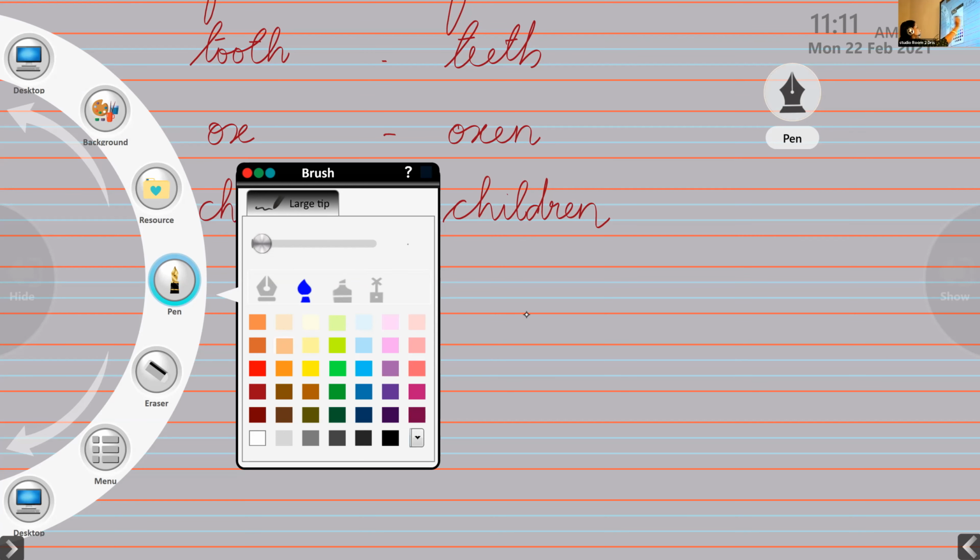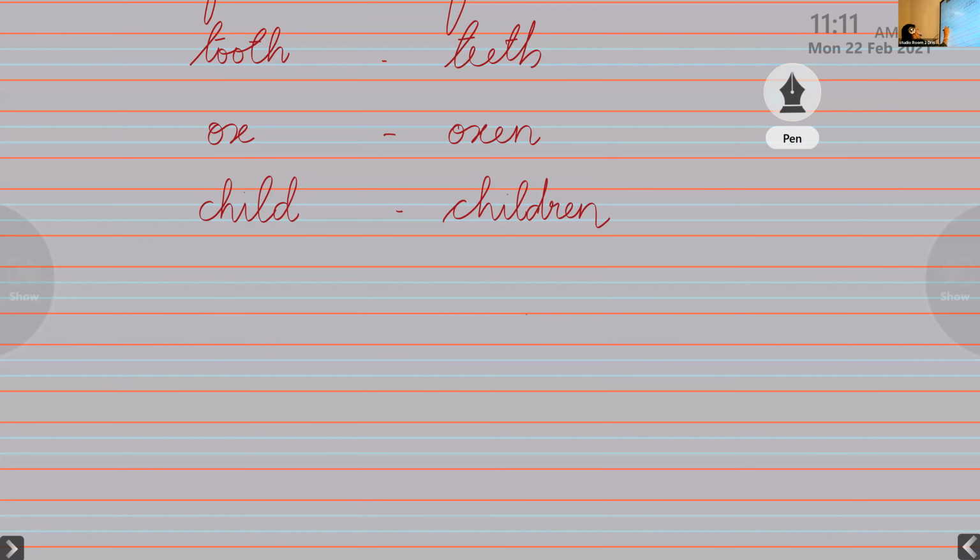Child, and mouse, it is mice. And learn it up well, thoroughly. Mouse, the plural form for mouse, it is mice. Ox, it is oxen. Child, it is children. Man, men. Woman, women. Foot, feet. Tooth, teeth. Okay, these are the few words.